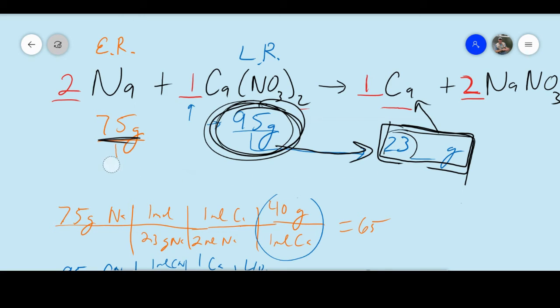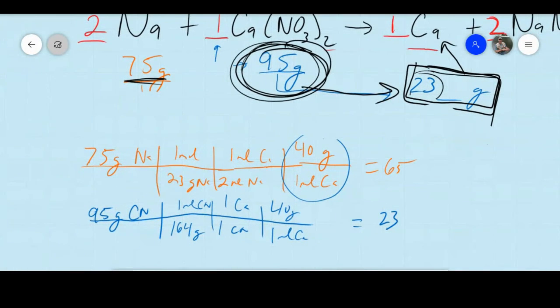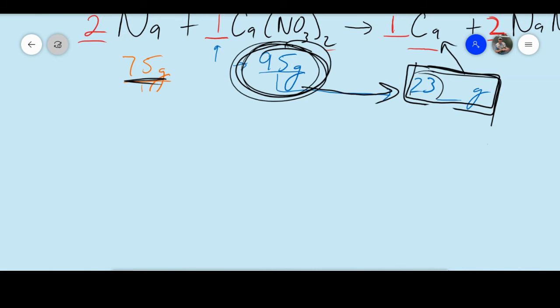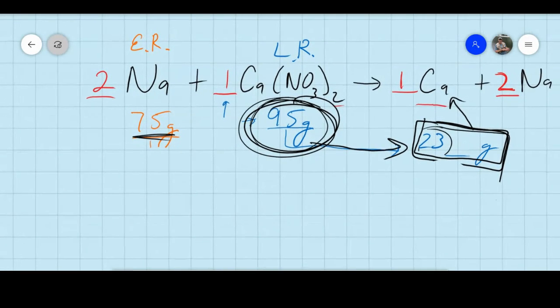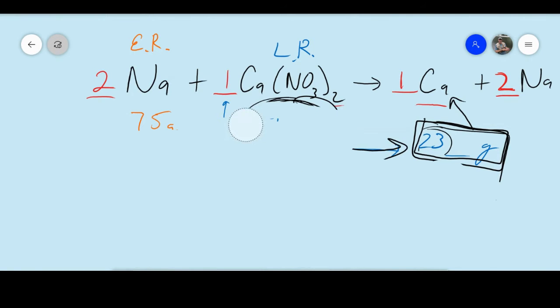Okay, so now we've got our number. We know how much this is going to make. Now let me show you how we would do it the other way. So I got kind of a mess here. Let me erase a little bit of stuff here. The other method we're going to pick, now we already know which is the limiting and which is the excess, right? That was 95 grams. Okay, 95 grams. And that was 75 grams.